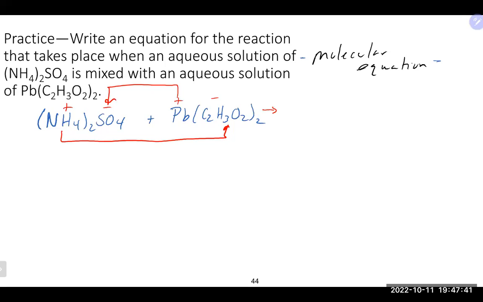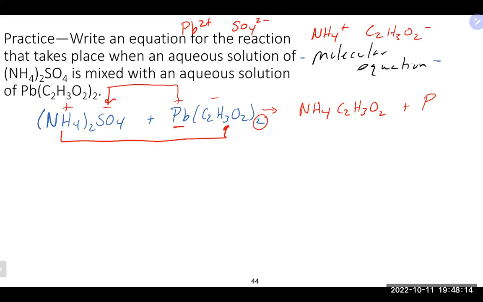So NH4 is NH4+, and that's going to be hooked up with acetate, which is -1, so we end up with NH4C2H3O2. We are then going to take lead, which in this case is carrying a +2 charge. I know that because acetate's -1, and there are 2 of them. The sulfate here is also a -2 charge, because that's what sulfate is, and that gives me PbSO4 in this case. Any questions on that part?